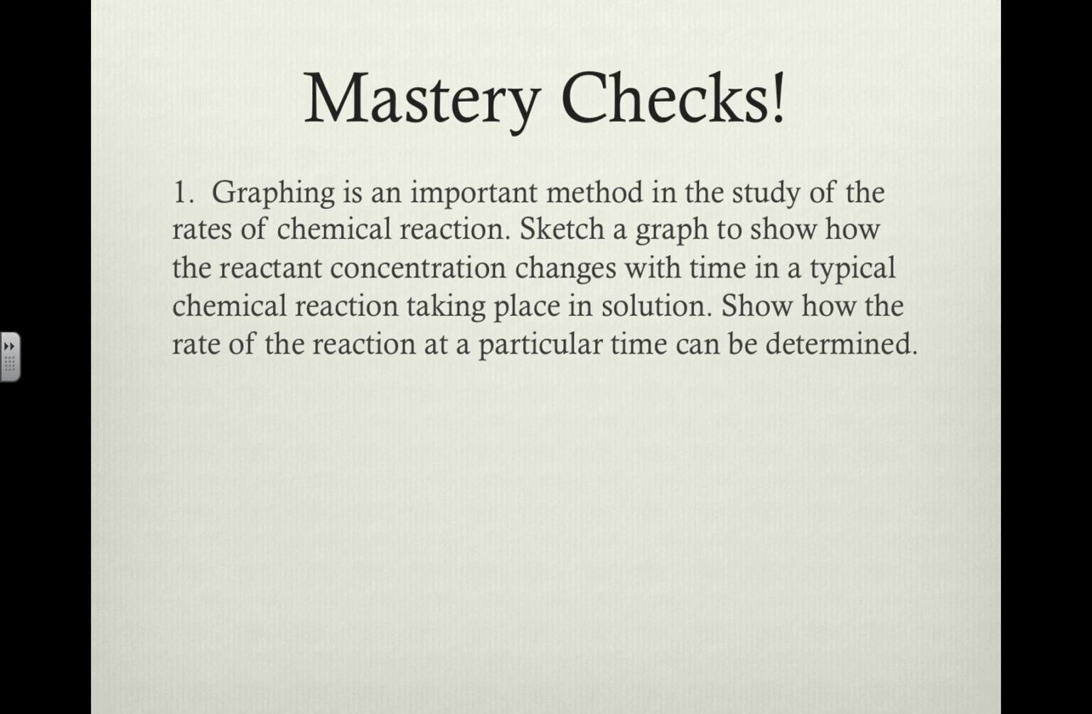Okay, your mastery checks are actually going to be printed tomorrow, but I want you to see the questions now so you can be prepared to answer them. Graphing is an important method in the study of rates of chemical reactions. Sketch a graph to show how the reactant concentration changes with time in a typical chemical reaction taking place in solution. Show how the rate of the reaction at a particular time can be determined. So at a particular time, not over multiple times.